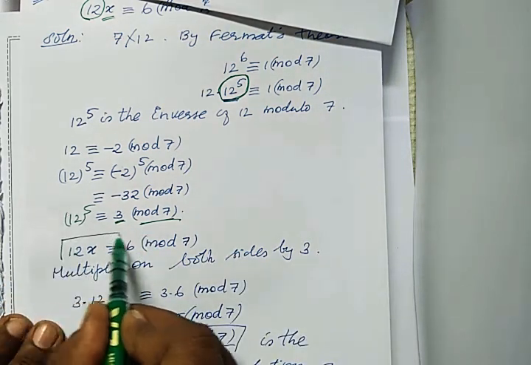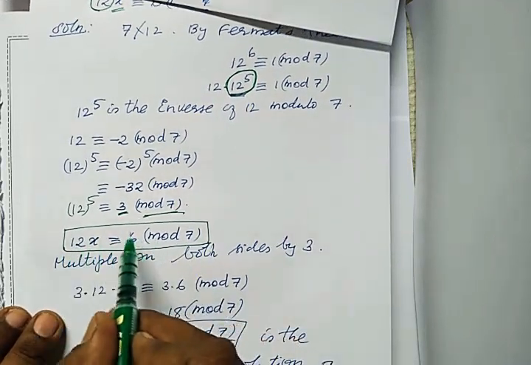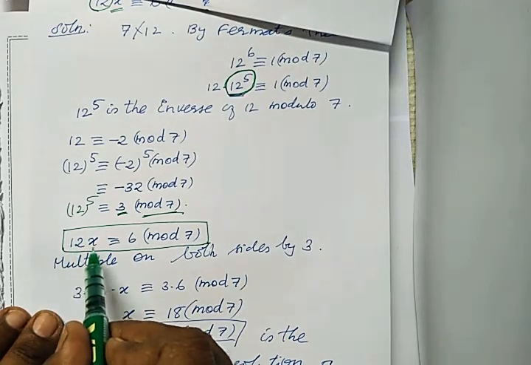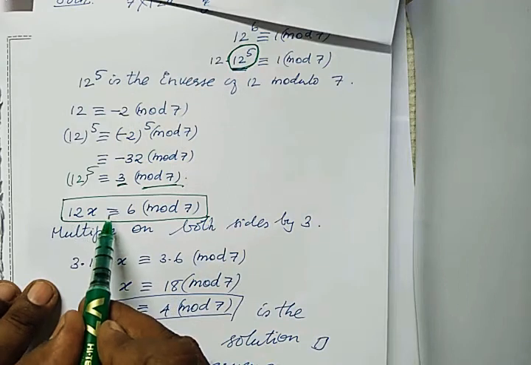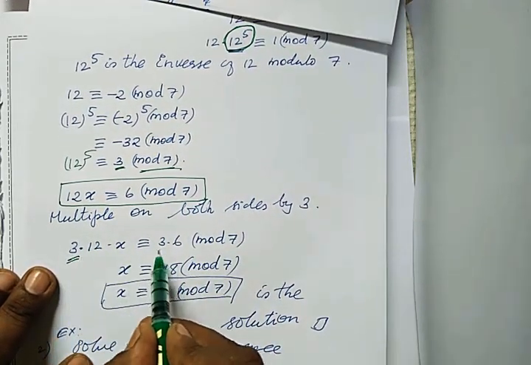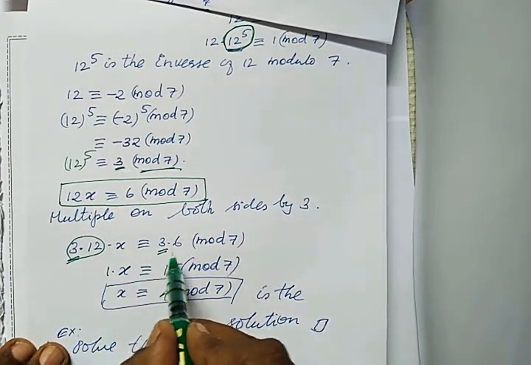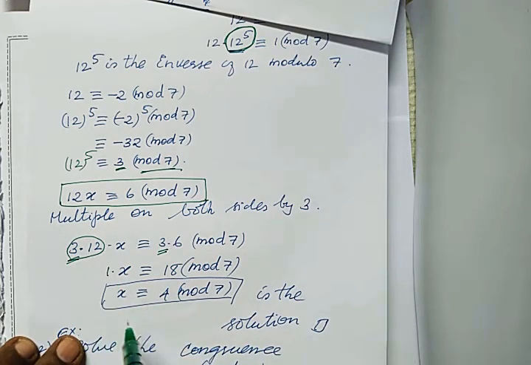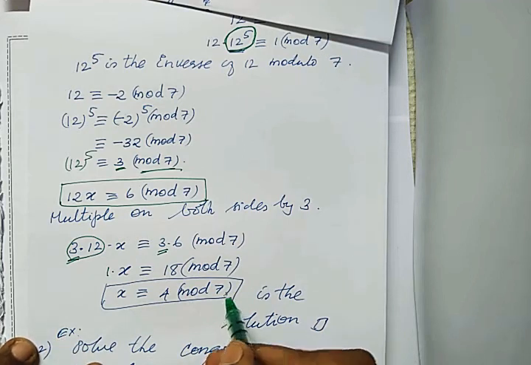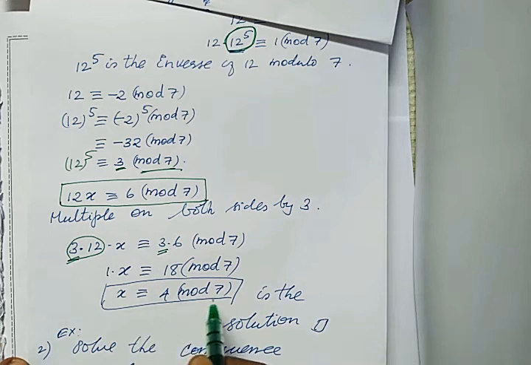So the given linear congruence is this one. I am going to multiply on both sides by 3 so that this 12 will become 1, and I can find my x. On both sides I am multiplying by 3, and this becomes 1 and this becomes 18. So I am getting my x. 18 modulo 7 is 4 modulo 7: 14 will go and the remaining is 4. So x is congruent to 4 modulo 7.